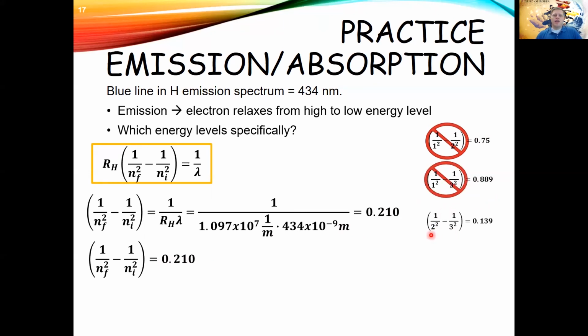All right, so let's try 2 and 3. You'll notice I'm being somewhat systematic about this, but at the same time still just kind of guessing. I'm just trying to guess at numbers where the math will result in 0.210. You'll notice if I use 2 and 3, it didn't work.